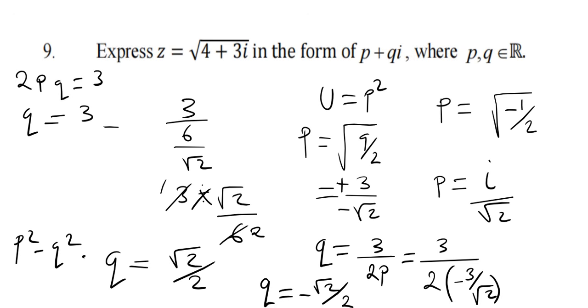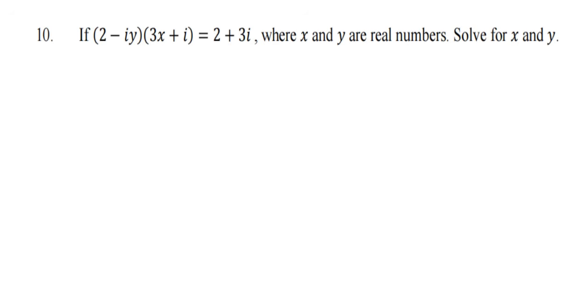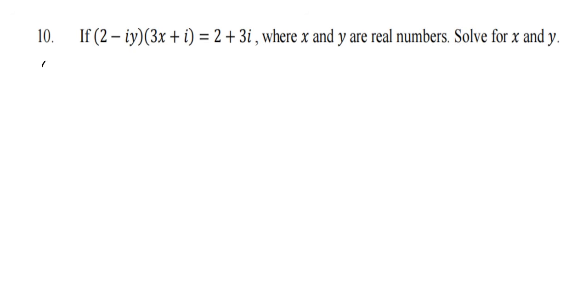Then we come to question number 10. If that and that, where x and y are real numbers, so for x and y. So these are other equations that we are solving. Let's first expand this expression that we have. We're going to have 2 multiplied with everything that we have in the brackets. So let me just do it in advance.